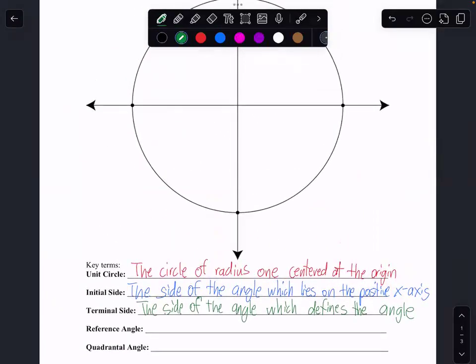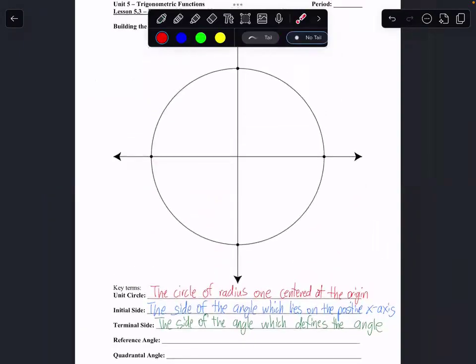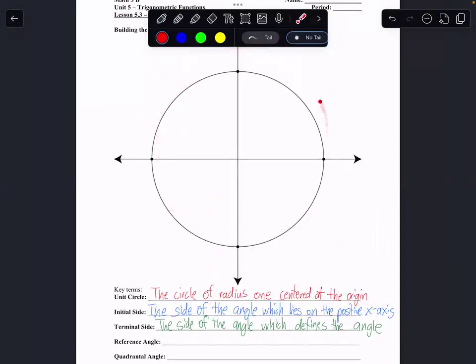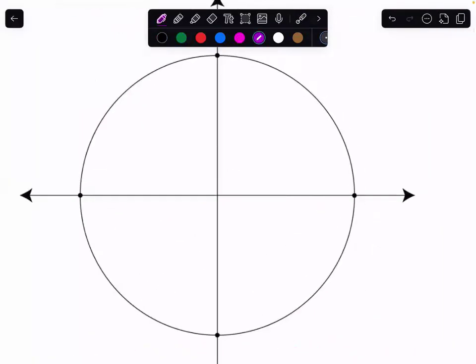We'll define the other two parts later. But what we're now going to do with this unit circle, we sort of did this a little bit last class, is start by placing a few select angles around the circumference. Remember, all angles will start on the positive x-axis, but then from there, they'll rotate a certain amount, and the terminal side will form an angle.